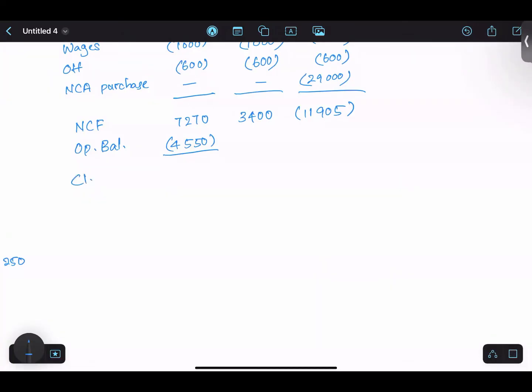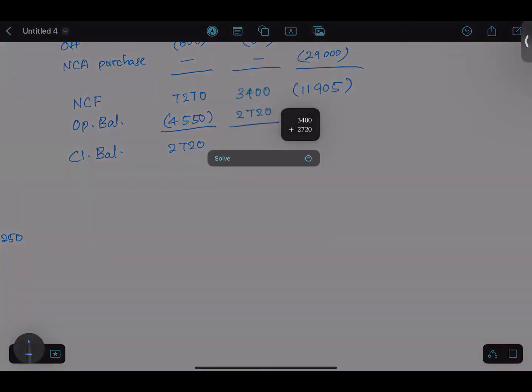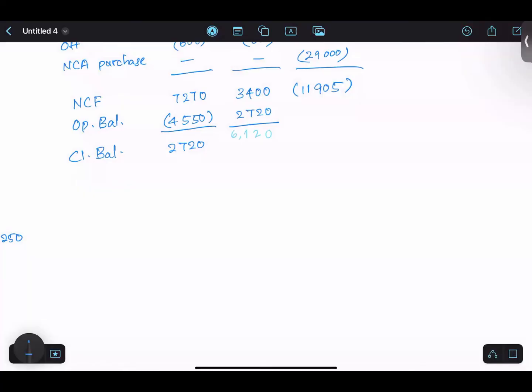So you will get the closing balance. 7,270 minus 4,550 is 2,720. So the closing balance of the month of January will become the opening balance for February. So 2,720 plus 3,400 will be 6,120. The 6,120 closing balance of February will become the opening balance for the month of March.